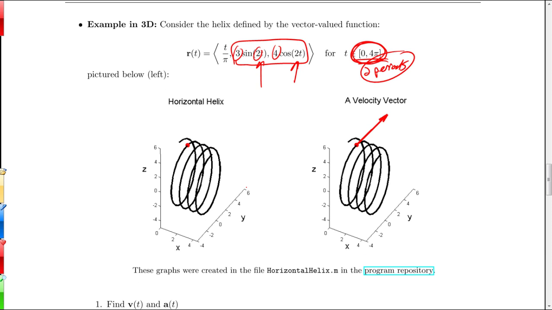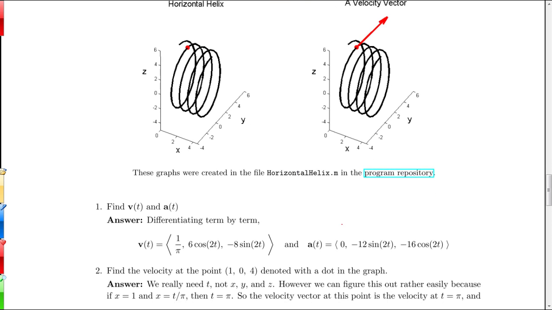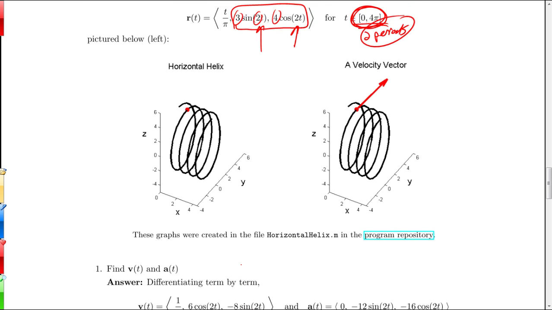Alright, and I give this point in the problem a little further down here. This is the point 1, 0, 4. Let me just locate that right here. This is the point 1, 0, 4. It is on the top of this first, after you go around one time, it's at the very top there.